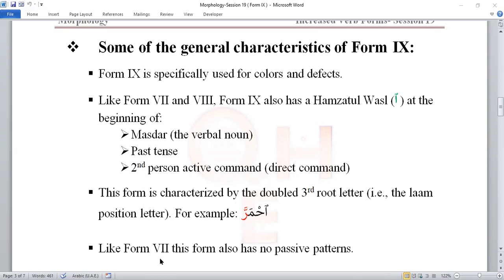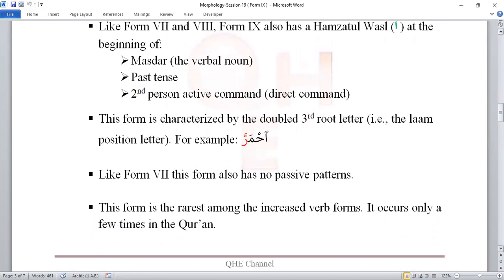Like Form 7, this form also has no passive patterns. It does not have any passive patterns. This form is the rarest among the increased verb forms. It occurs only a few times in the Quran.